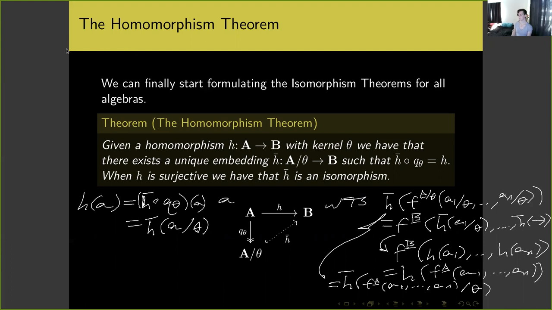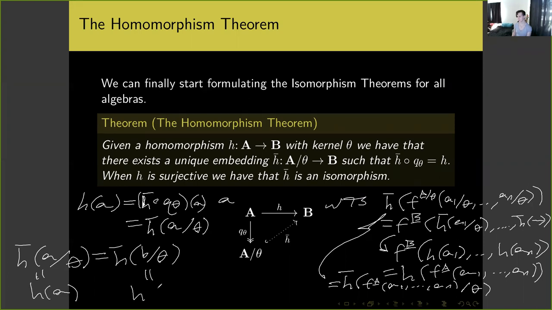Okay. So suppose that H bar of A mod theta is equal to H bar of B mod theta. So I want to show that if this is the case, then A mod theta actually has to be equal to B mod theta. Well, I know that this side is equal to H of A, and I know that this side is equal to H of B, but now, if H of A is equal to H of B, that means that A B is in the kernel of H, but that's theta, and so that means that A mod theta is the same thing as B mod theta. So that shows that H bar is injective as a function, which is what it means to be an injective homomorphism, which by our definition is an embedding. So H bar is an embedding.